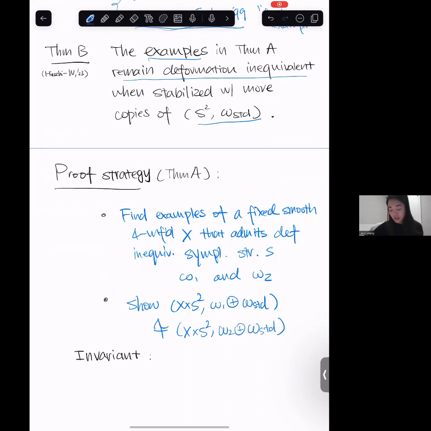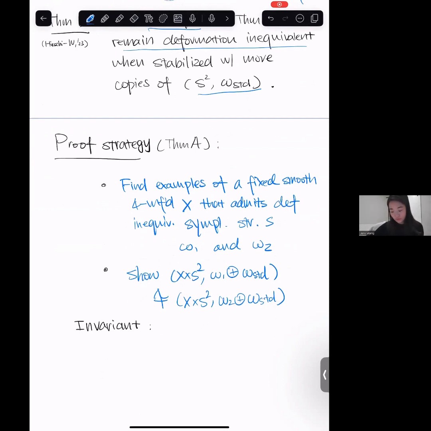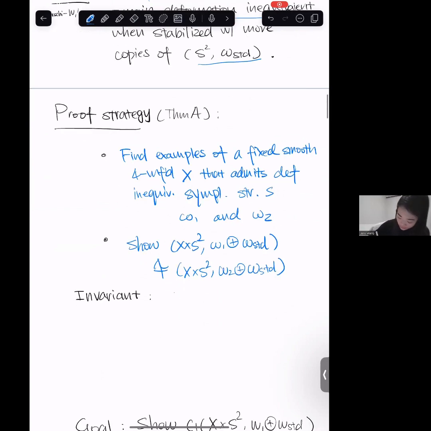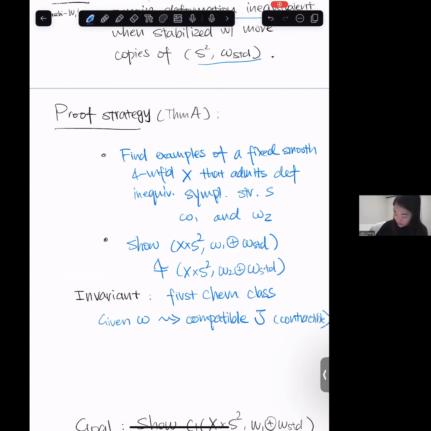And the invariant, as mentioned before, that we use to show that they're non-deformation equivalent on the six manifold is the first Chern class of the symplectic structure. So maybe a bit of review. Given a symplectic form, we may find a compatible J. And the choice of compatible J is contractible. And then given this J, we might consider the tangent bundle with this almost complex structure, and then we can take its first Chern class.